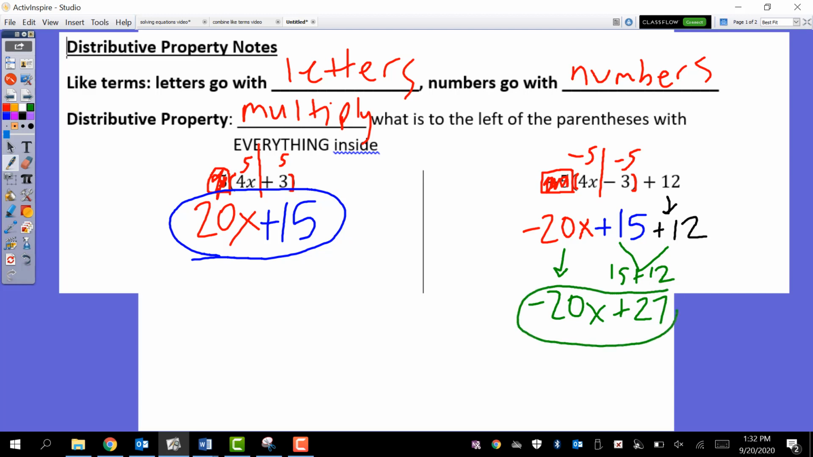And that is my answer. Okay, so sometimes you're not just going to do the parentheses and then stop. Sometimes I do the parentheses and then I still have to combine like terms. Let's look at two more examples.